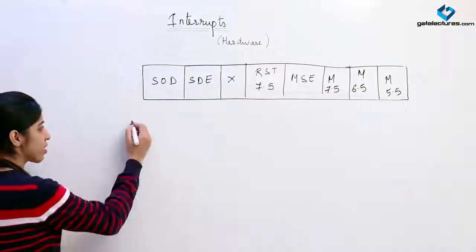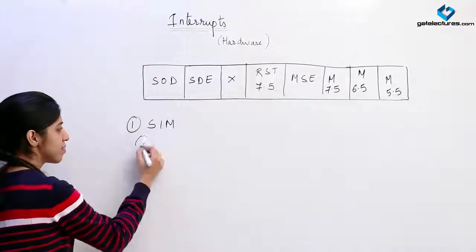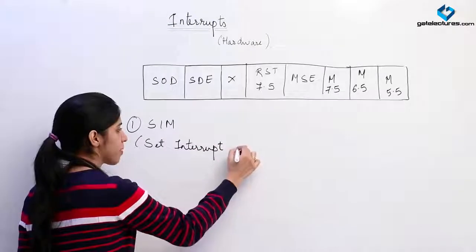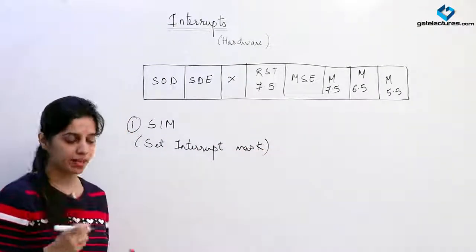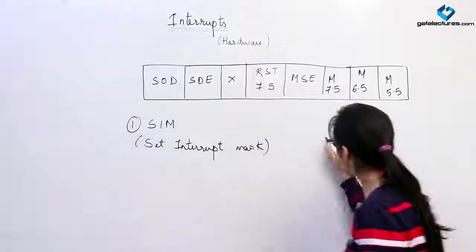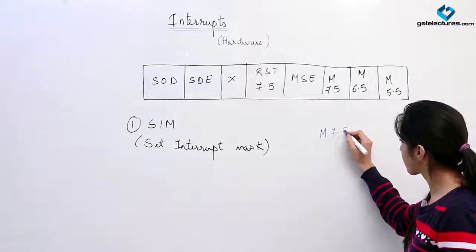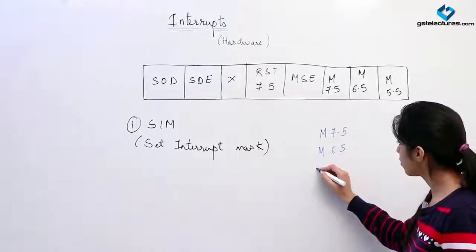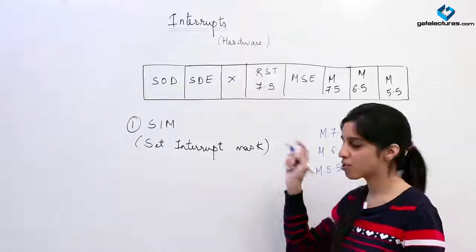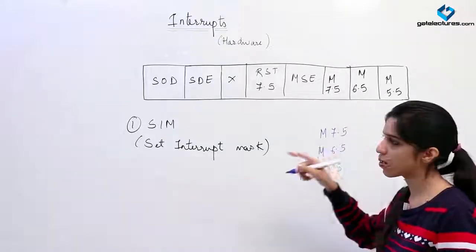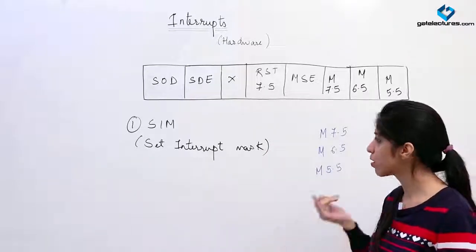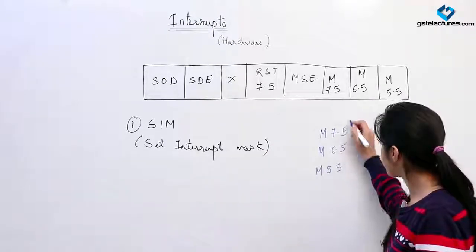Okay, so now we are looking at the instruction known as SIM. SIM stands for set interrupt mask. What we are trying to do is, in the circuit diagram that we have just seen, there were three blocks named M7.5, M6.5, M5.5, and I told you that these blocks are to mask one particular interrupt. Whenever you are using the IE flip-flop, it is going to disable all the interrupts at once. But suppose you want to mask one particular interrupt, then we can use this.